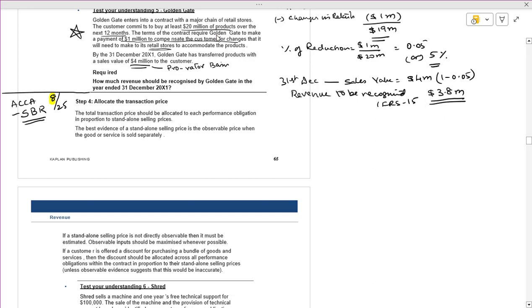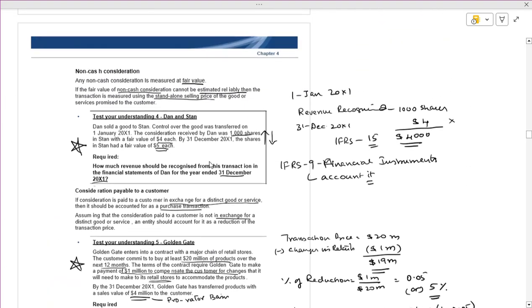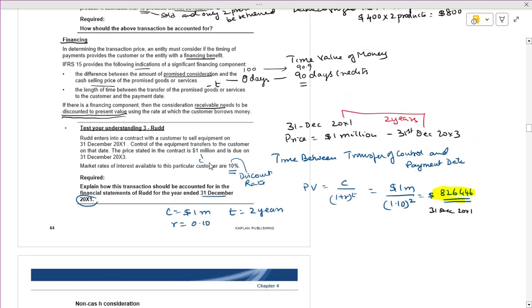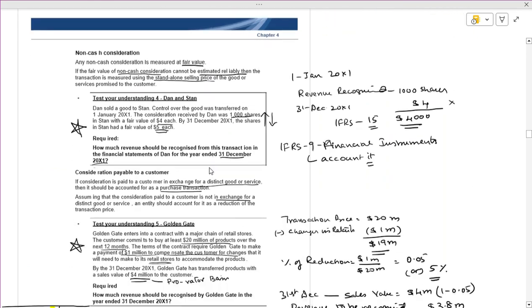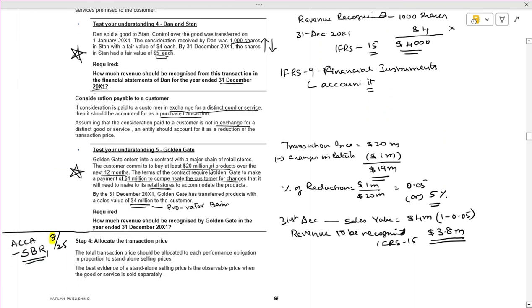We are continuing from where we left off. We have done IFRS to some extent. IFRS we have done till step 3 in the previous session, and we have covered around example test your understanding 4.